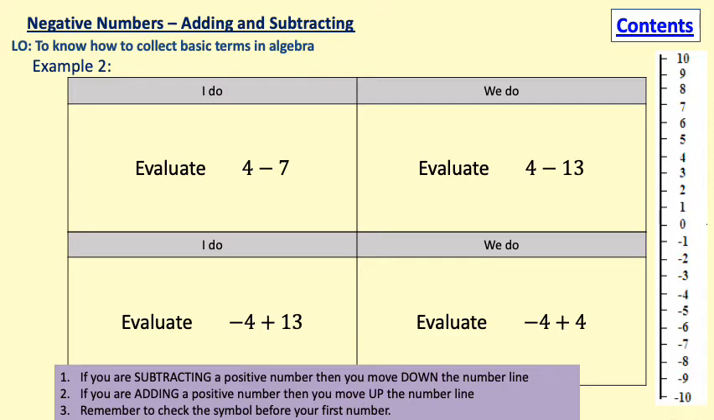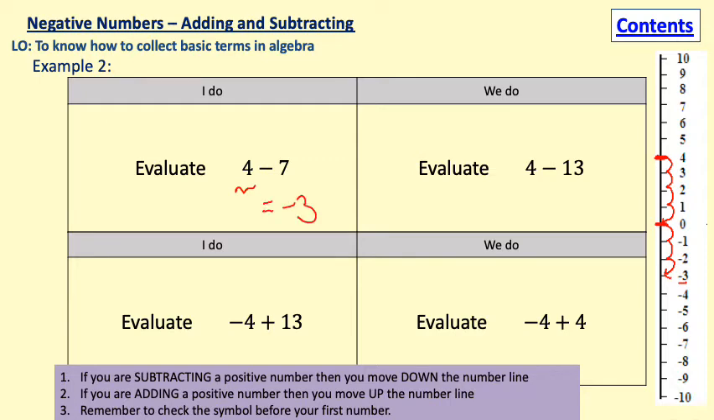Okay, so now we've got some more. We've got +4 as our starting point, which is here. And then we're going to subtract a +7. So we're moving down 1, 2, 3, 4. My start point was 4. If I take off 4, I get back to 0. I've still got 3 more to take off. So 1, 2, 3. So we end up here at -3.